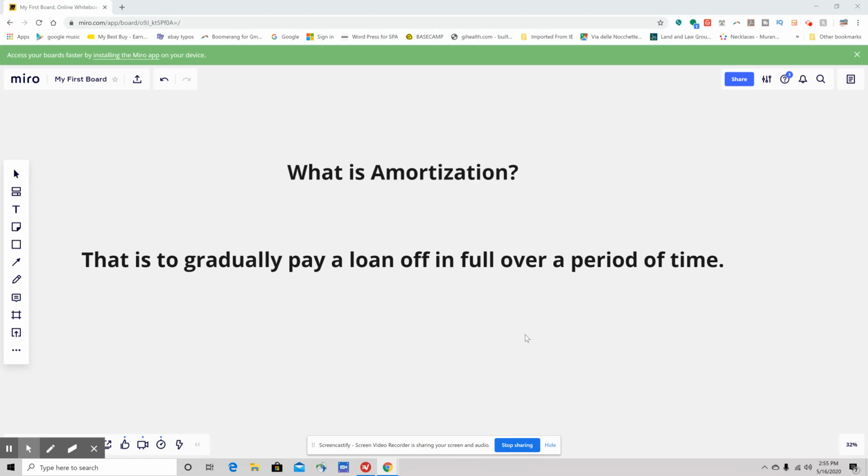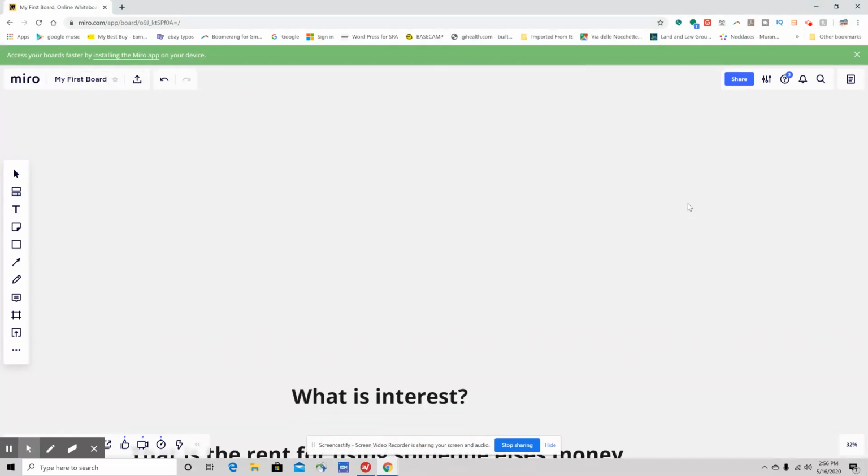However, again, I'm not going to go too much into it because that is not as common that you would find in real estate, but it is used. And again, full amortization is gradually paying off a loan in full. So when you see that amortization table, don't let it scare you. I'm also going to link at the end of this video the amortization table video that I've done so that you could get some help with that. Now let's go to this.